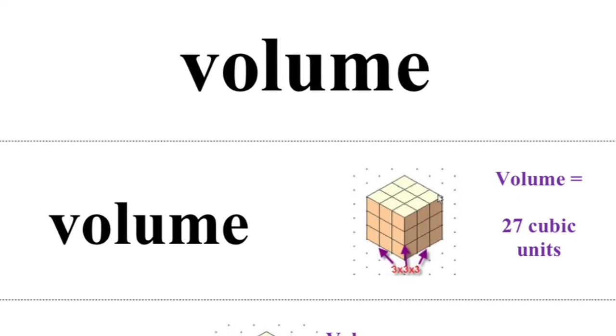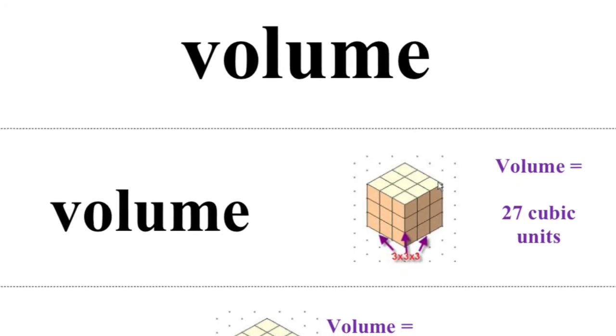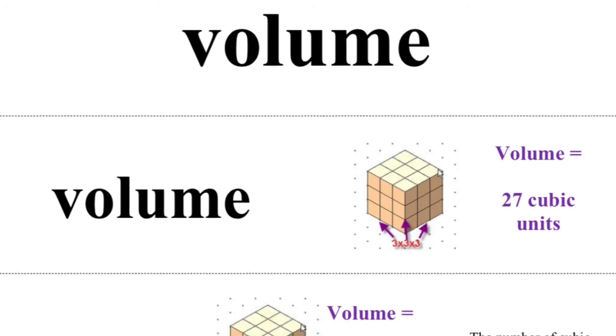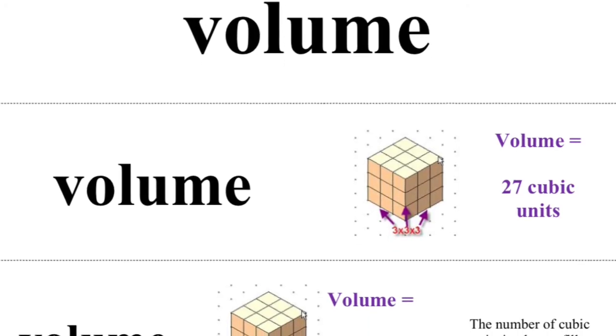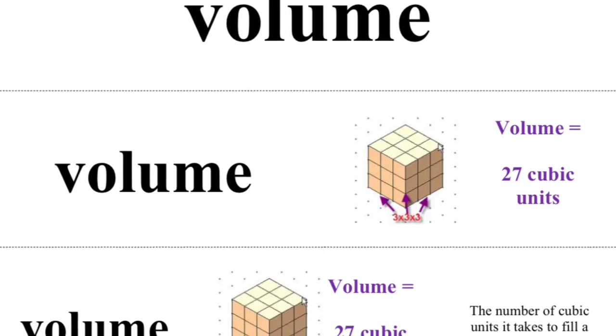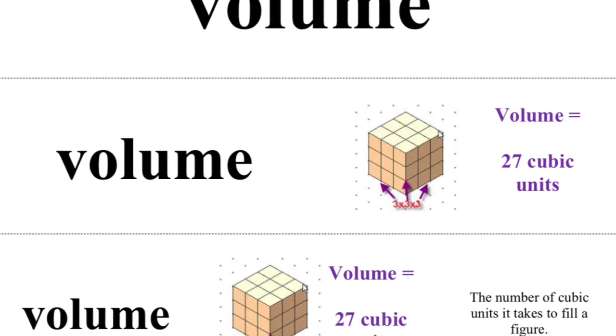Volume is how much space an object holds. So if the surface area of a cube is how much wrapping paper covers the cube, then the volume is how much stuff the cube can hold on the inside.